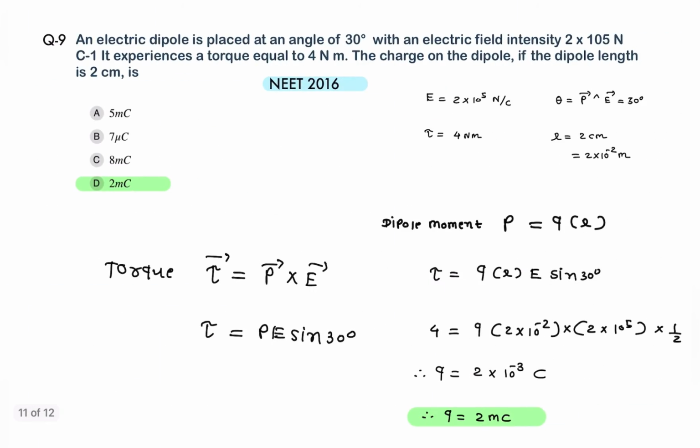Question number 9. An electric dipole is placed at an angle of 30 degree with an electric field intensity of 2 into 10 raised to 5 Newton per coulomb. It experiences a torque of 4 Newton meter. We have to find out the charge on the dipole, if the dipole has a length equal to 2 centimeters.